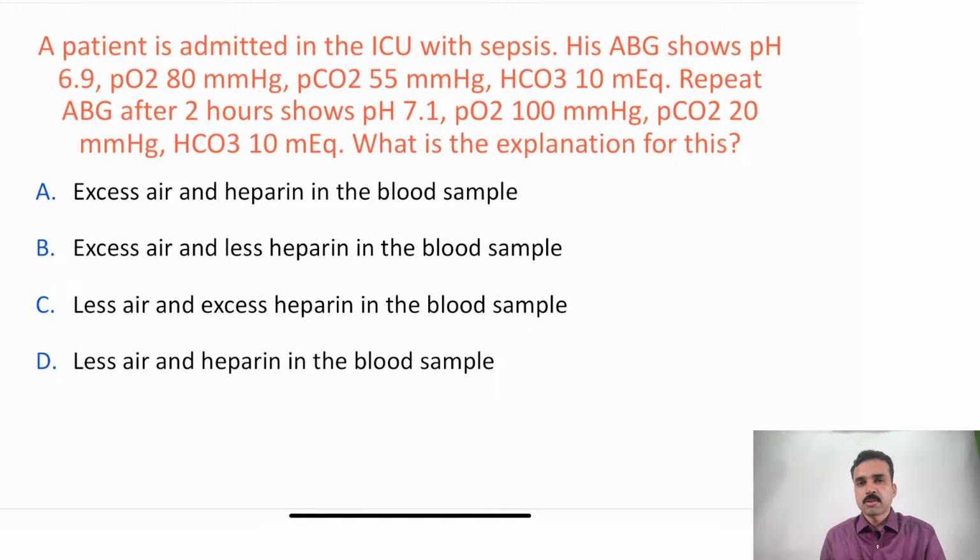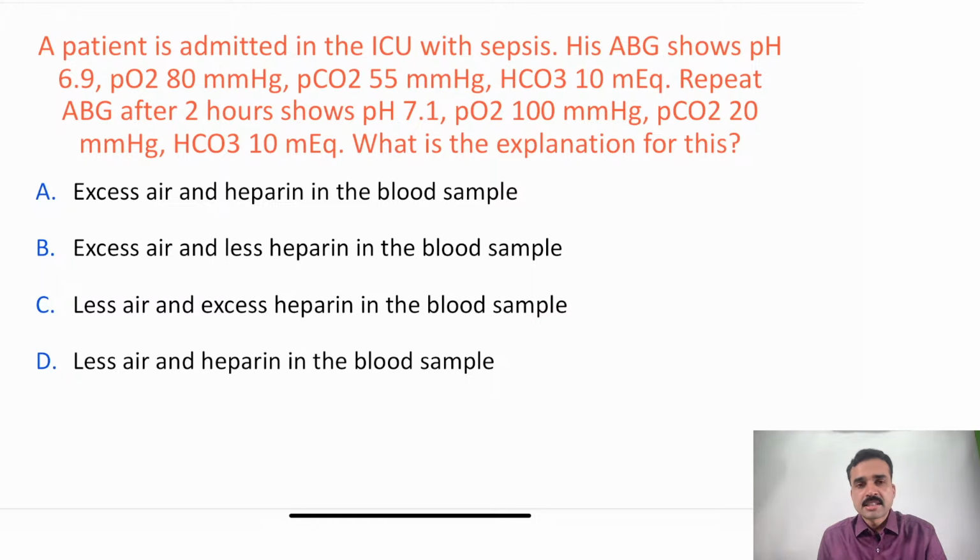So if the question is how do you explain the second ABG, the basic differences are the pH has improved. Okay, so the carbon dioxide is reduced but the bicarbonate has not changed. So how do you explain the second ABG?